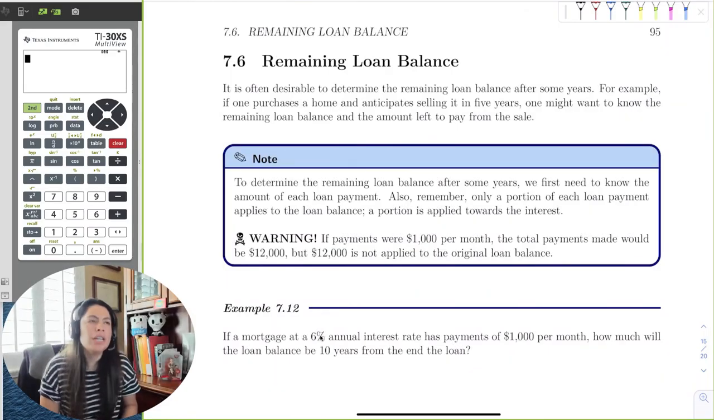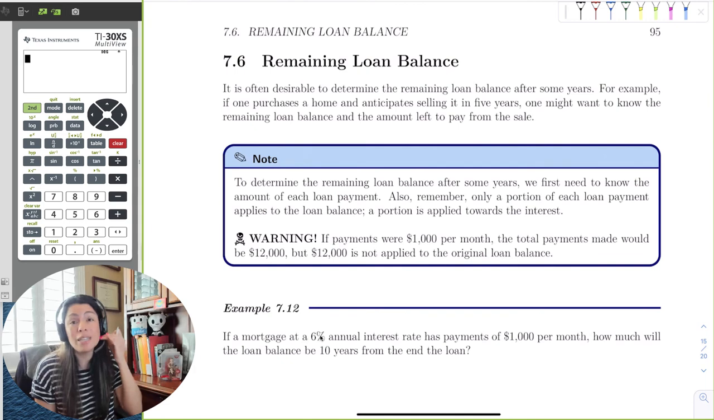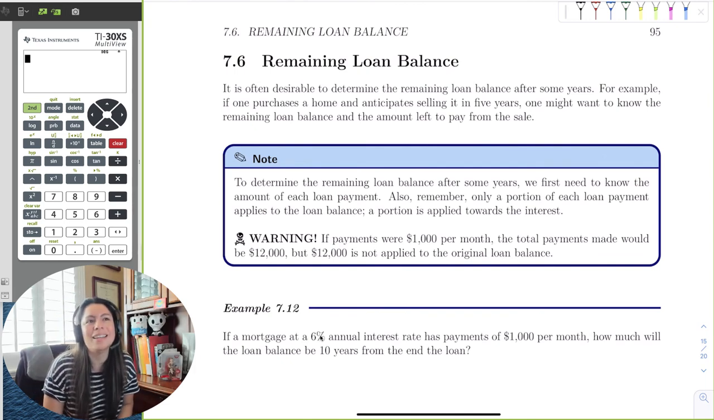The next part is the remaining loan balance. Remaining loan balance is just determining how much is left on your loan to pay off if you wanted to. I put it in the notes. For example, if one purchases a home and anticipates selling it in 5 years, which is not uncommon, right? You buy a starter home and then you sell it. You might want to know the remaining loan balance and the amount left to pay from the sale.